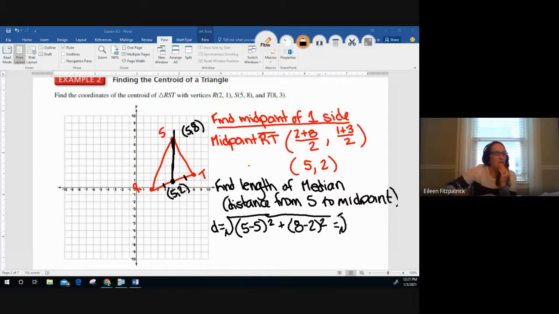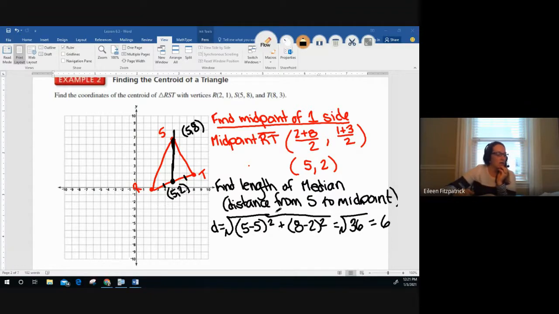So I have the square root of 5 minus 5 is 0, 0 squared is 0. 8 minus 2 is going to give you a 6. 6 squared is 36. And then the square root of 36 is 6. And again, for this one, you could just count 1, 2, 3, 4, 5, 6. Okay, it's 6 units long.